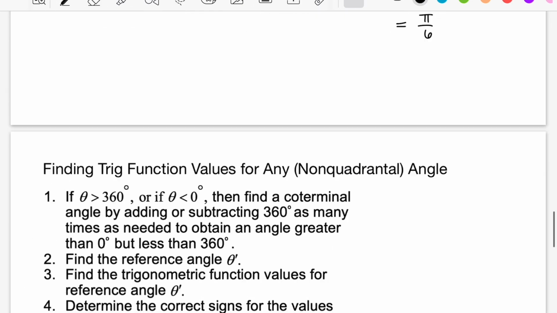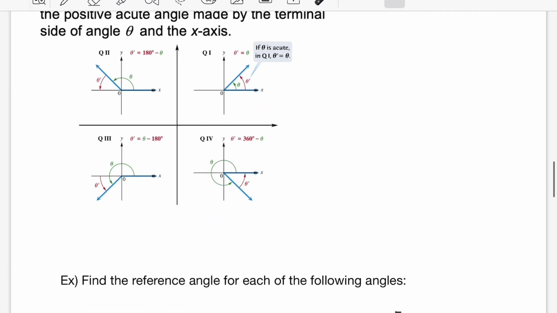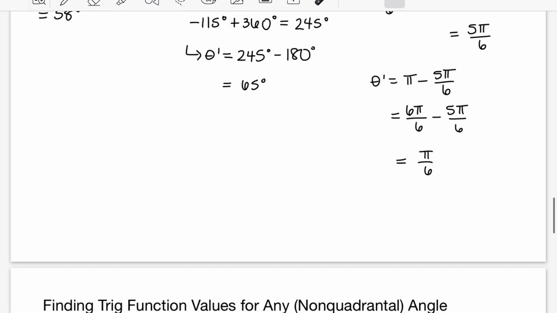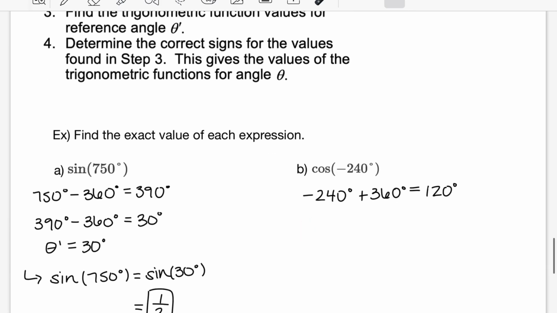Now, since 120 degrees, going back to our quadrants here, is going to lie in the second quadrant, we're going to use this formula to find our reference angle. So our reference angle, theta prime, is going to be 180 minus 120 degrees. So this gives us 60 degrees.